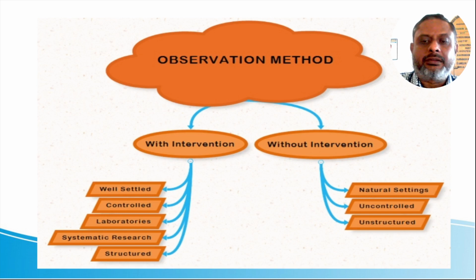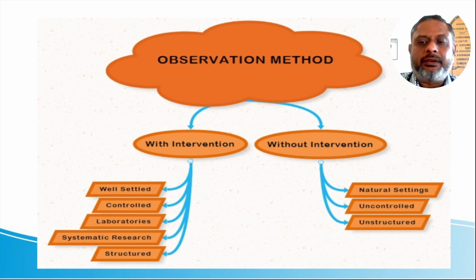It's a systematic research, and a proper structure is built before doing it, so it's a structured observation. On the other side, without intervention, that means we are working in the natural setting. There's nothing like control, there is no structure. So it may be observation through intervention, that means the group knows that somebody is observing them, and they are asked to perform some particular set or sequence of tasks, and these are being observed, and the data is being collected.